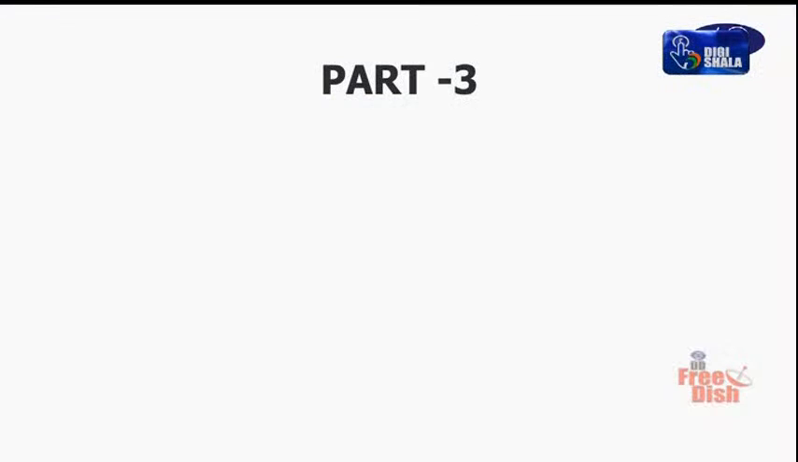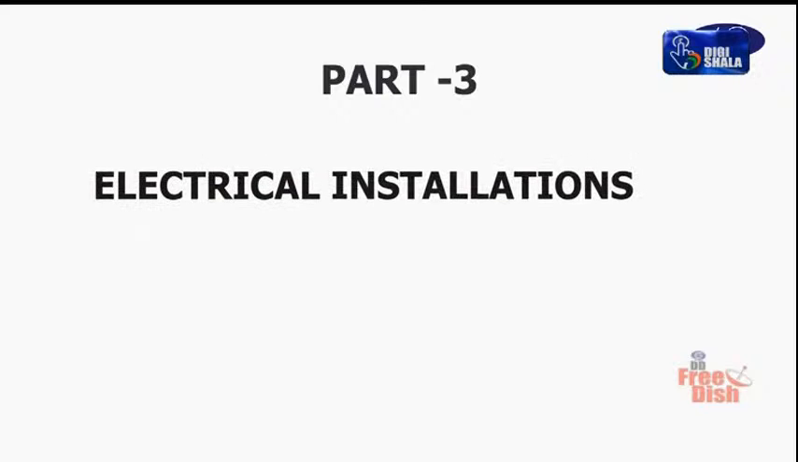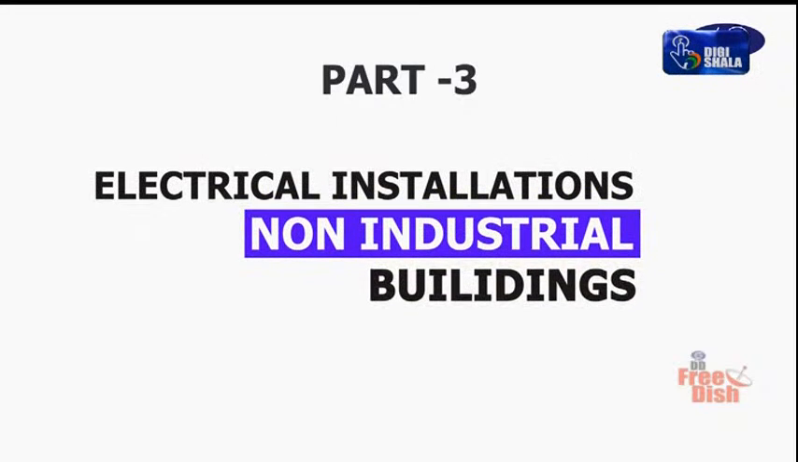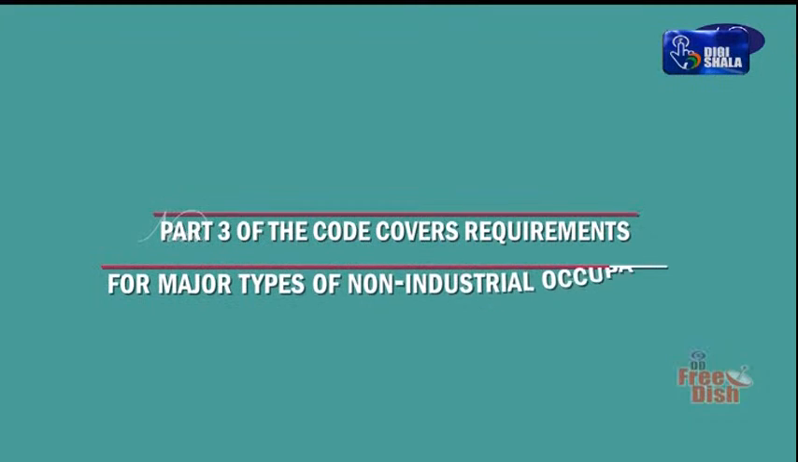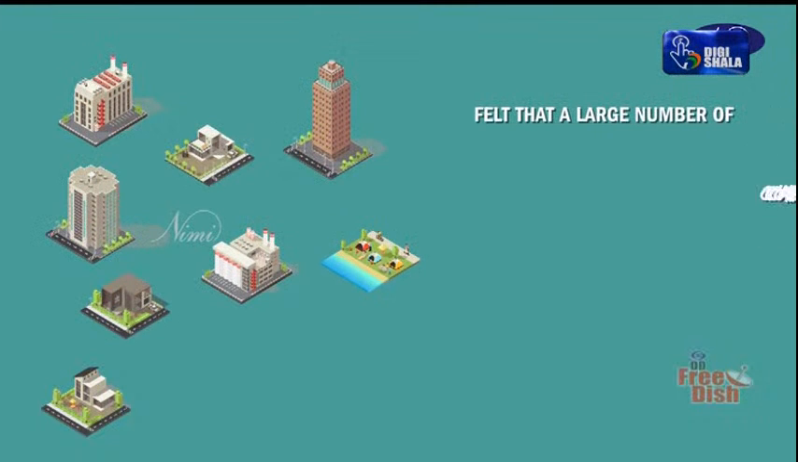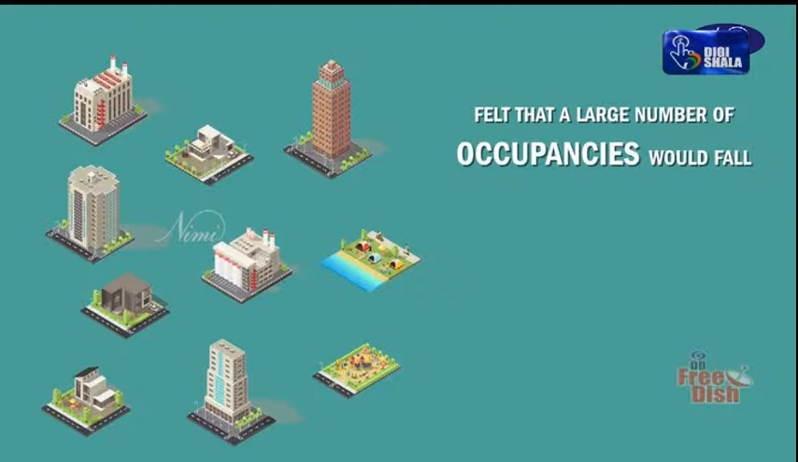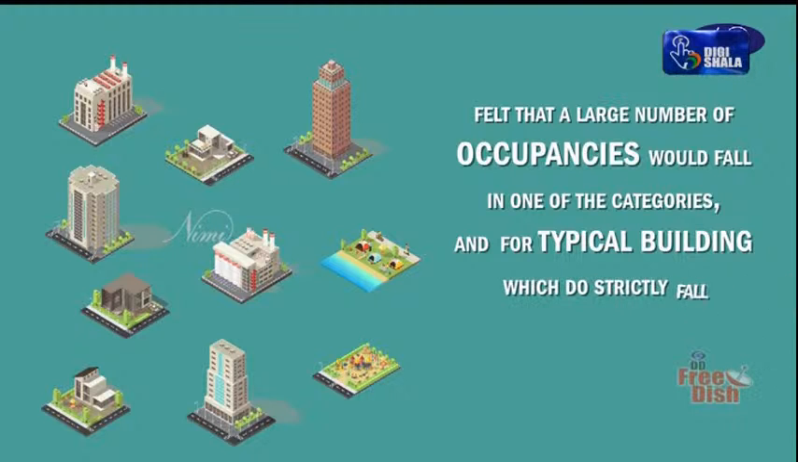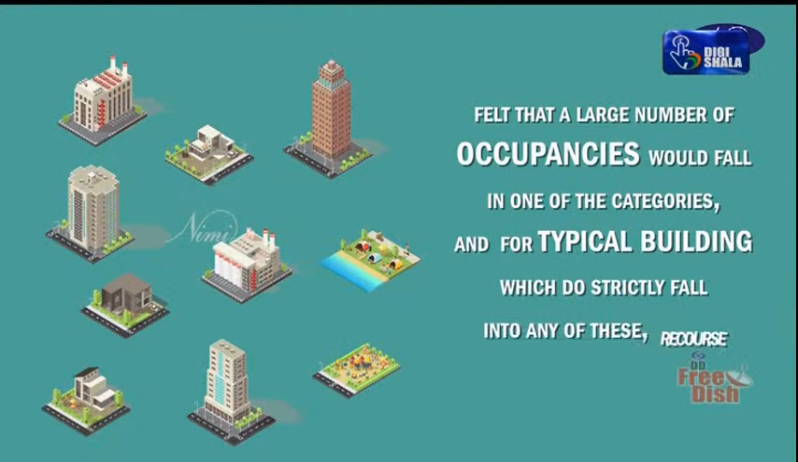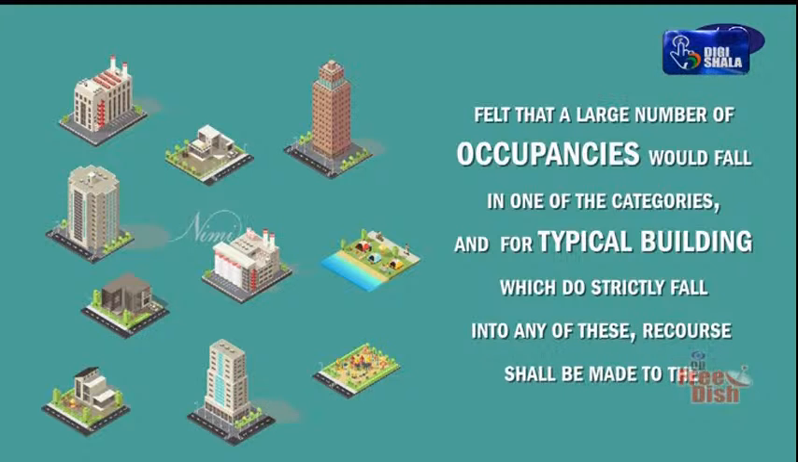Next is Part 3. Electrical installations in non-industrial buildings. Part 3 of this code covers requirements for major types of non-industrial occupancies. It is felt that a large number of occupancies would fall in one of the categories, and for typical buildings which do not strictly fall into any of these, reference shall be made to the general guidelines stipulated in Part 1.